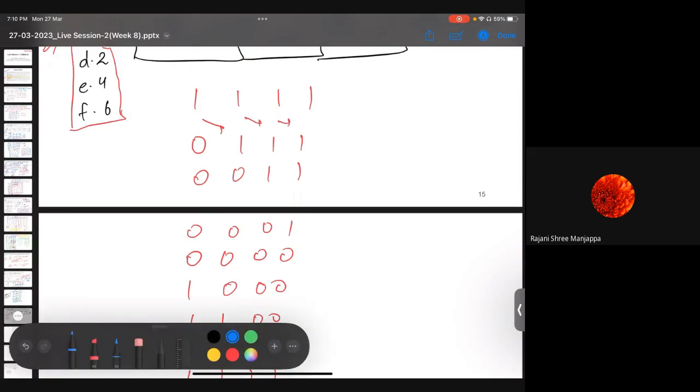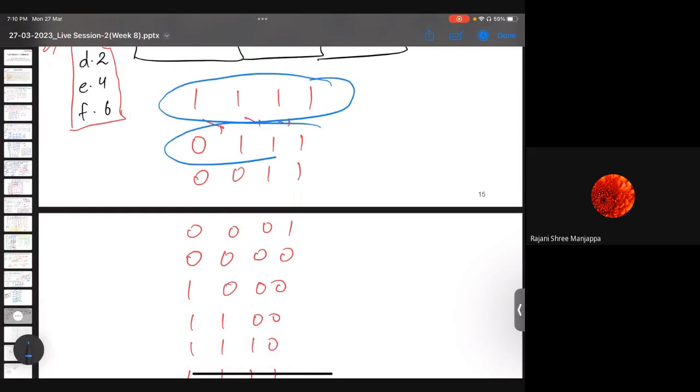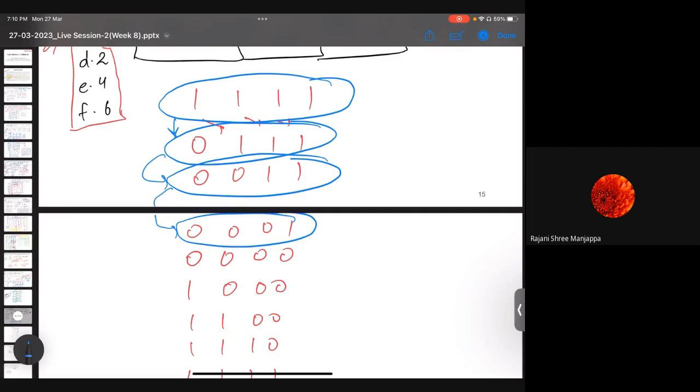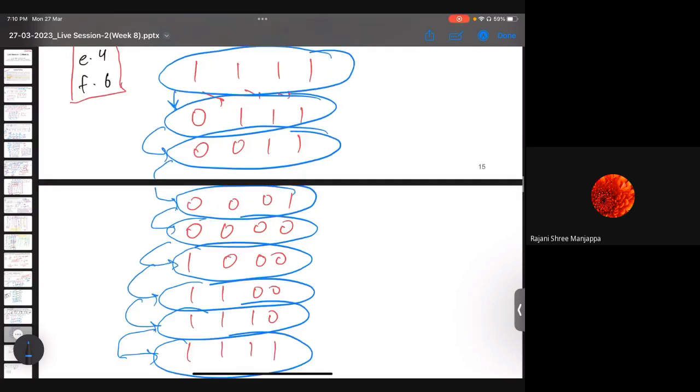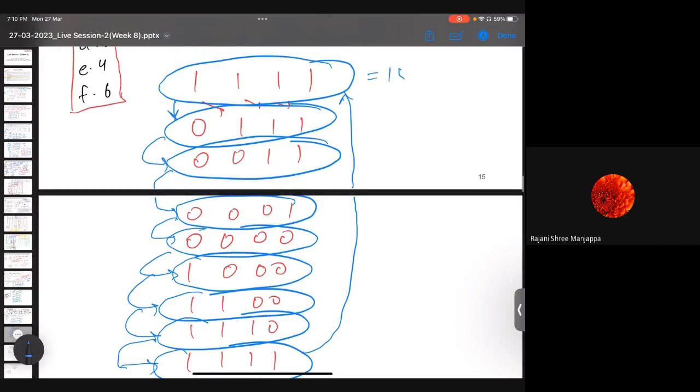So 1 1 1 1, then 0 1 1 1. So I can make the arrow like this. Then 0 0 1 1, then 0 0 0 1, then this, then this, then this, and then again this 1 1 1 1 is getting to this. So if I try to write the decimal equivalent, this is nothing but 15.